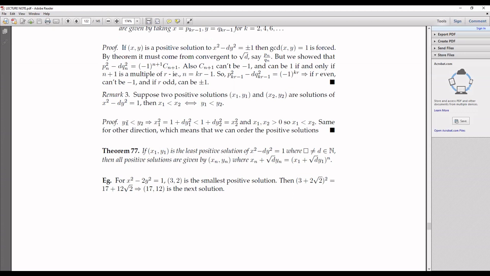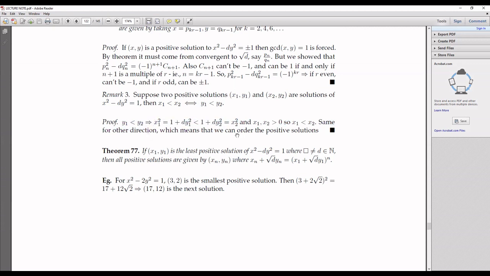I mean, if we consider y1 less than y2, this would mean, what is x1 square from this equation? Just 1 plus dy1 square. And since y1 is less than y2, y1 square is less than y2 square. So 1 plus dy1 square is less than 1 plus dy2 square. And this is the expression for x2.